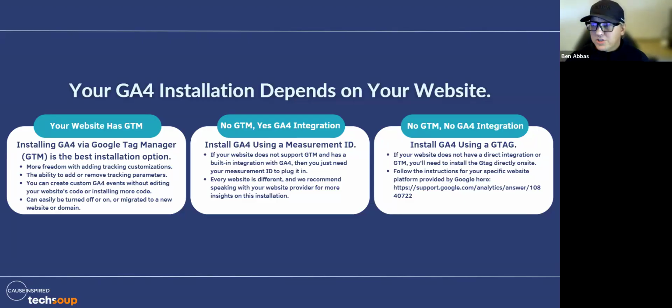If your website does not support GTM and you have a built-in integration, all you have to do is plug in that GA4 measurement ID and it will start tracking data. It's not going to be as powerful as GTM, fair warning, but it will still give you the base knowledge that you need and the base data that's going to help you, again, be dangerous in GA4. Every website is different, and we recommend speaking with your website provider for more insight on this installation.